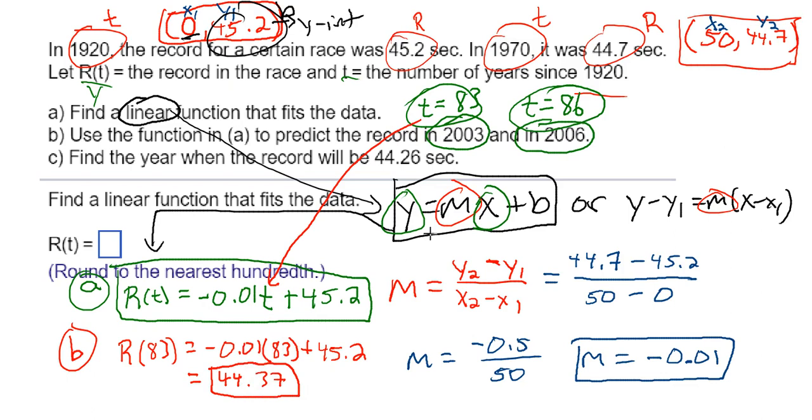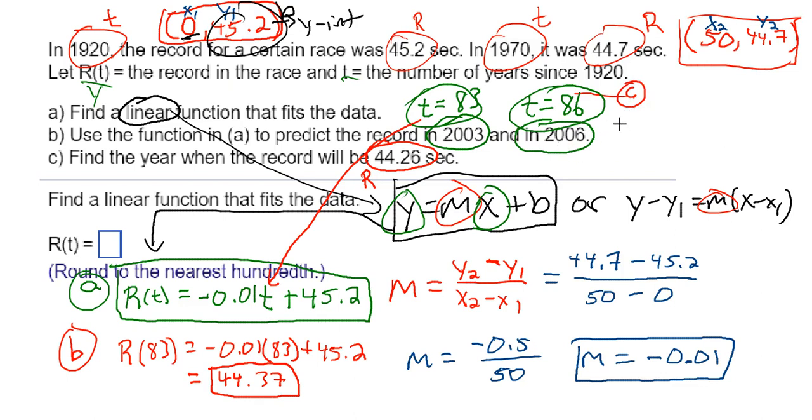Now, for part C, I'm really out of room here. It's the same idea, but the reverse. We want to find the year when the record would be 44.26. So they're telling me the record, which is the y variable, and they want me to work backwards to find the x variable. So I'm sorry, it's a mess on this screen right now, but I'm going to try to squeeze it in the only space that I have, which is right here.